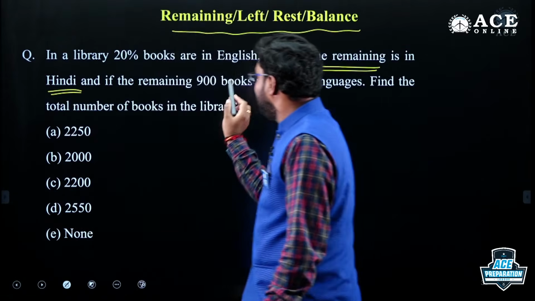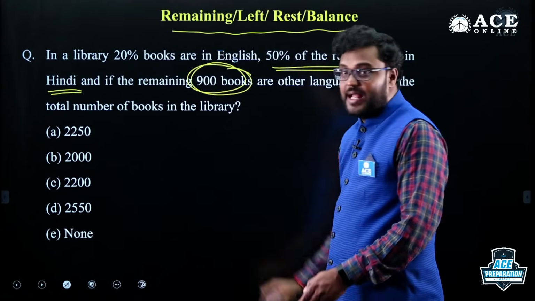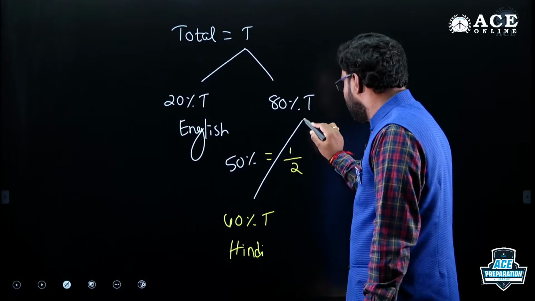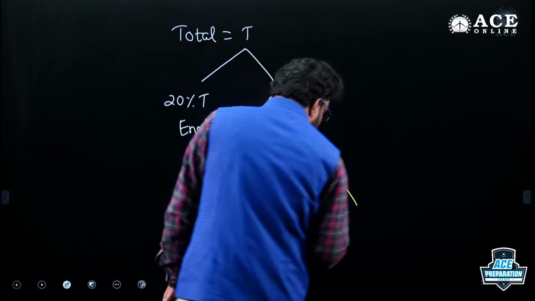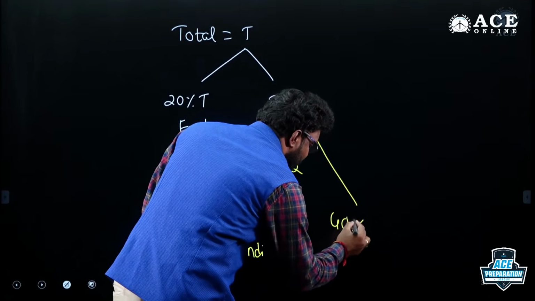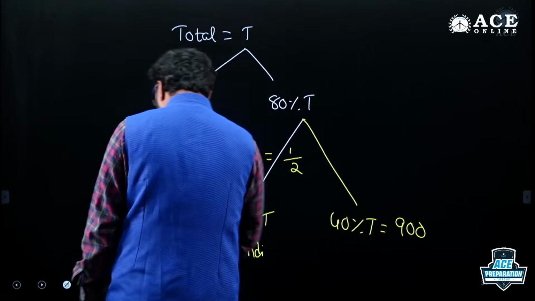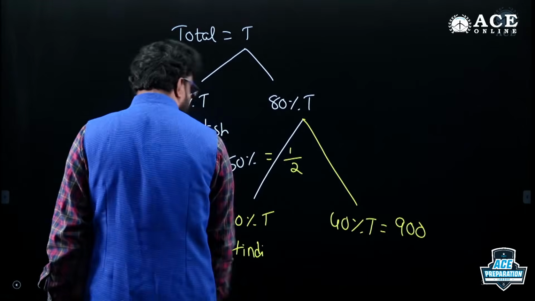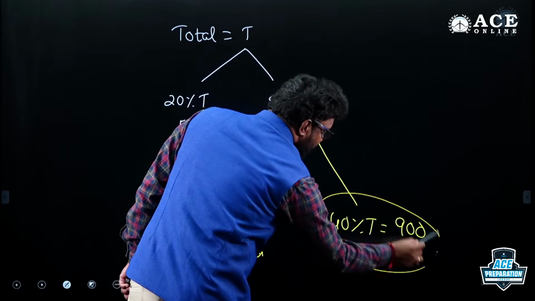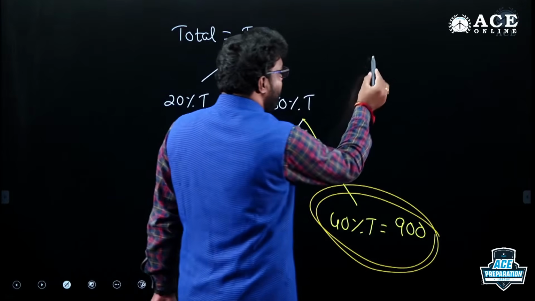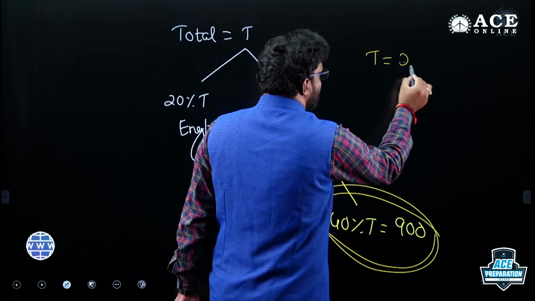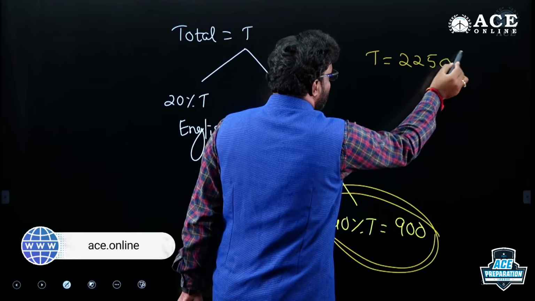Remaining are other languages. They mentioned this 50% of the remaining is in Hindi. Okay, fine. And the remaining 900 books are other languages. Remaining here is 40%, that is other languages, it is nothing but equal to 900. When you know 40% of T is equal to 900, you can calculate what T is. T is 2250 when you do the calculation.